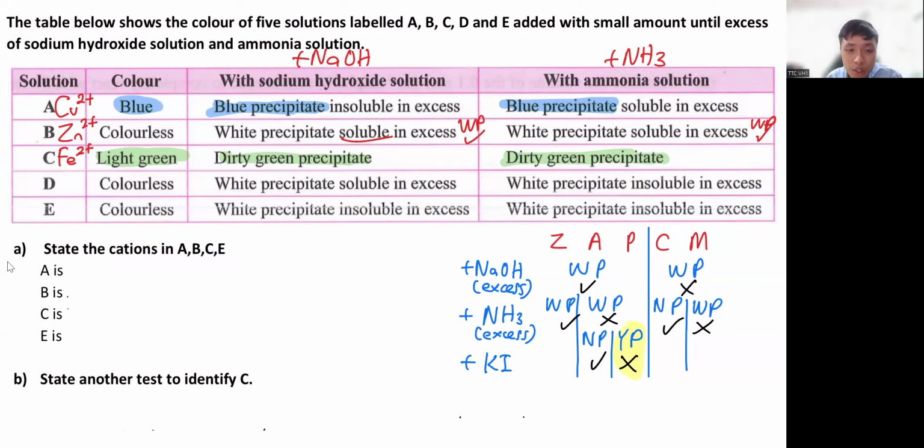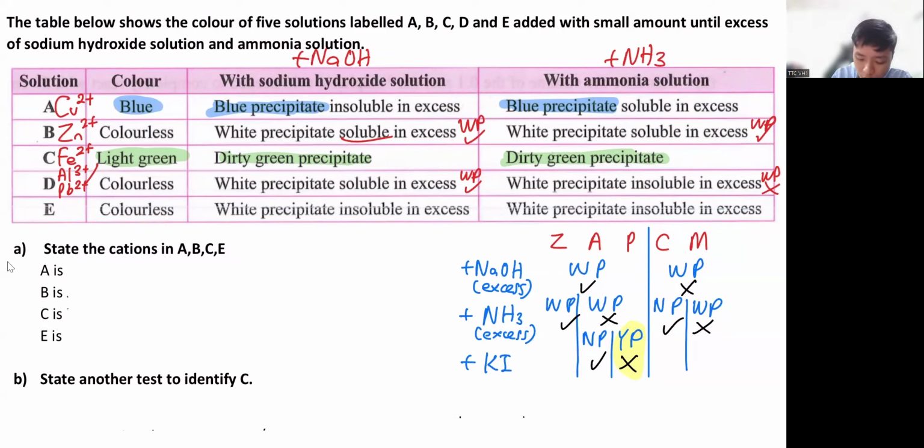Then D: white precipitate soluble in excess. Same thing, three possible. Then when I add NH3, white precipitate insoluble. I got two possible, which is Al3+ or Pb2+. Not confirmed yet. How to confirm? By adding KI, so that I can split them.